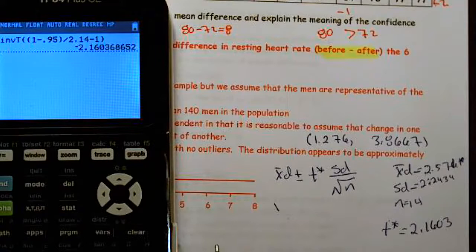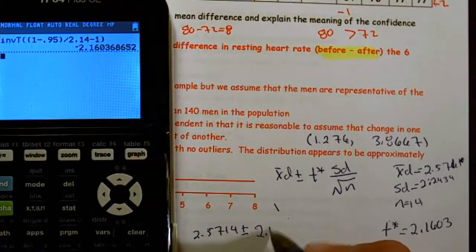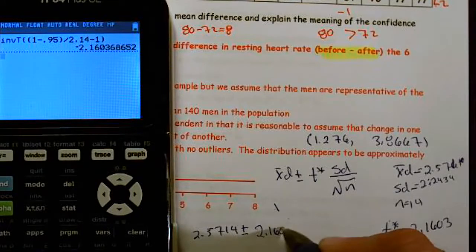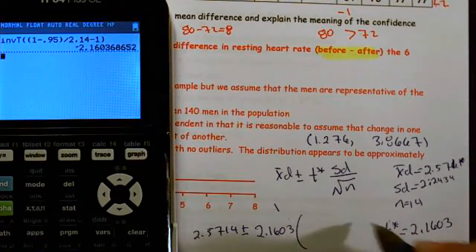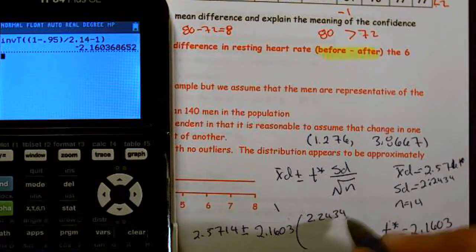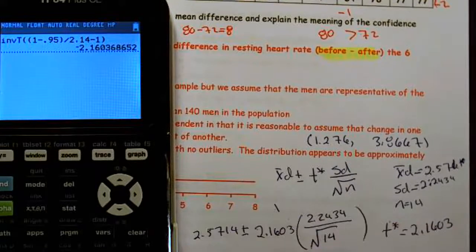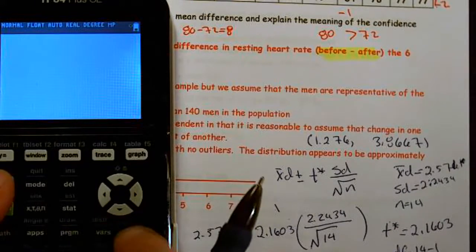So filling in, we're going to have 2.5714 plus or minus my T star value, 2.1603, times the standard deviation, 2.2434 over the square root of 14. Now, we needed to make sure, and I did not write this down, my degrees of freedom are 14 minus 1, which is 13. And I need to go back and check my T star to make sure I did that.